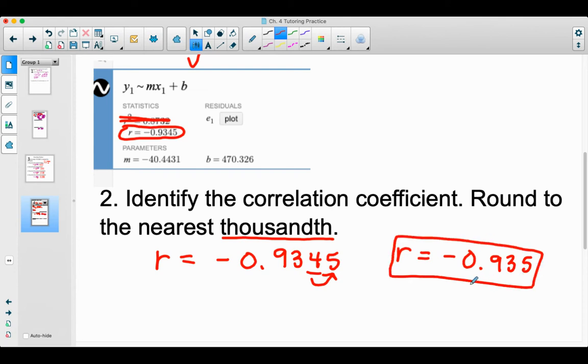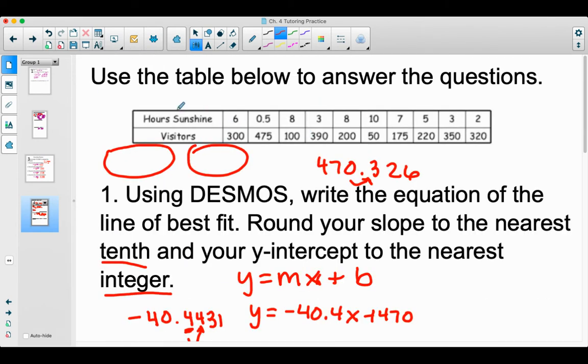And what does this correlation coefficient mean? That means this is a really close number to negative one. So we're going to say that that is a strong negative correlation between the two variables. So it is a negative correlation between the hours of sunshine and the number of visitors.